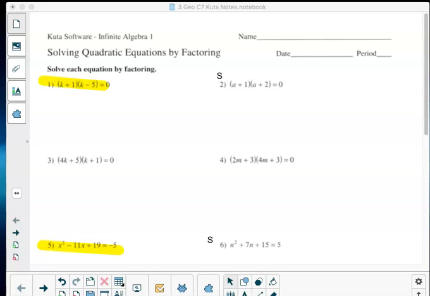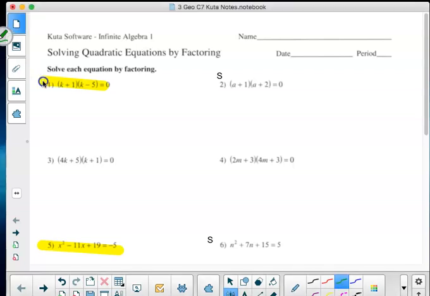Okay, geometers, this is Mr. Bloom, and we are looking at solving quadratic equations by factoring. Now we're solving quadratic equations, so it's not that I'm going to take these two binomials here in problem one and find the trinomial that would result from them. I am going to use the zero product rule.